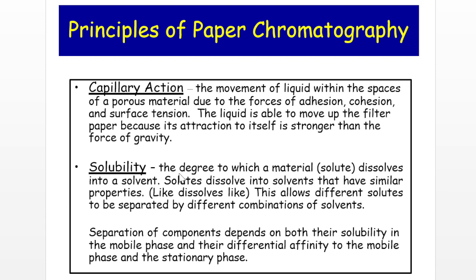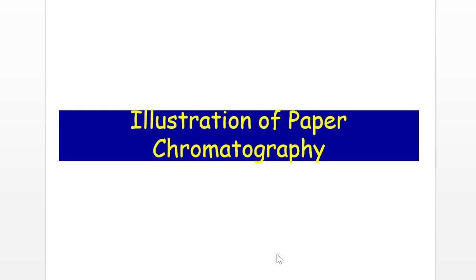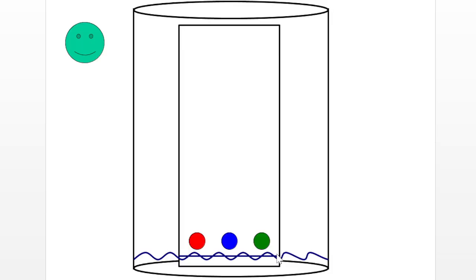The second principle of paper chromatography is solubility, the degree to which a material, the solute, dissolves in a solvent. A solute dissolves into solvents that have similar properties, like dissolves like. This allows different solutes to be separated by a different combination of solvents. Separation of components depends upon both their solubility in the mobile phase and their differential affinity to the mobile phase and the stationary phase. Now let's come to the experiment of paper chromatography.